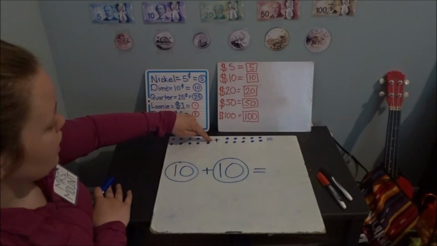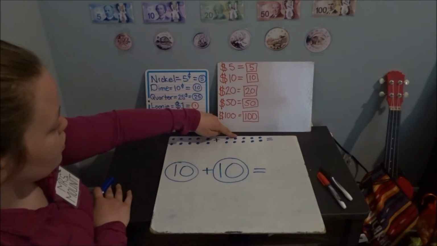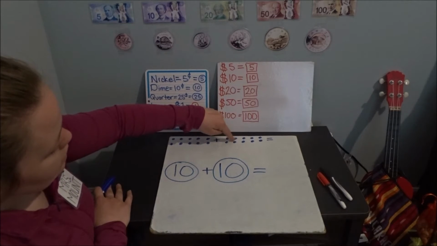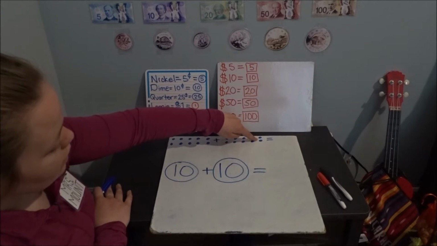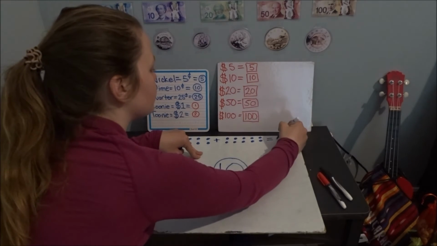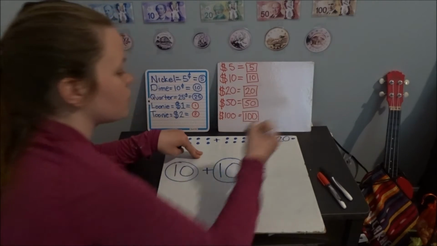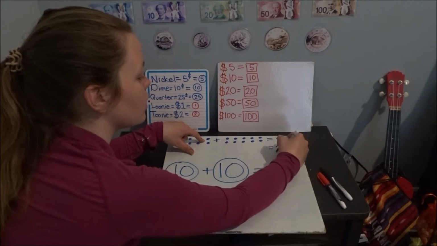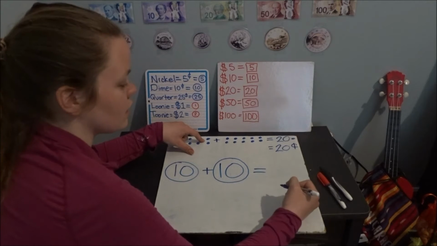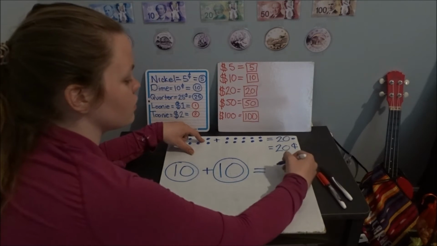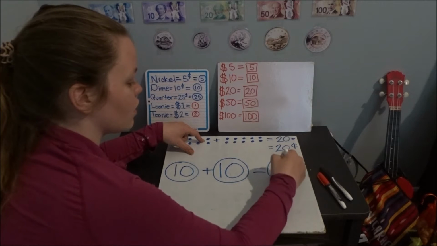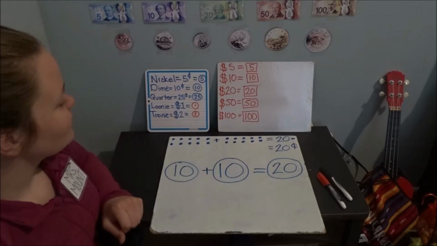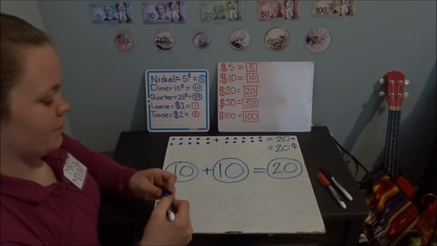Now, because we're adding, just like last time, we can just continue. 11, 12, 13, 14, 15, 16, 17, 18, 19, 20. So we have 20 circles, which we know each circle equals a cent. So that means that we have 20 cents, which also, does that look a little bit silly to you? We don't really have a coin that matches up with that.